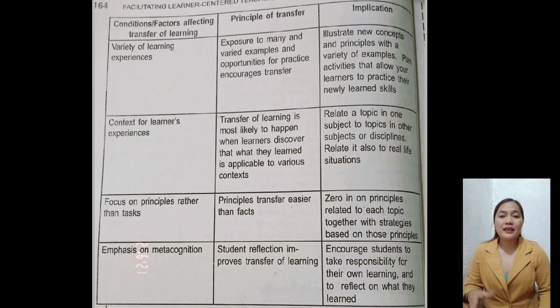So that is it. Next is variety of learning experiences. In principle, this means that seeing many different examples and getting to practice helps you use what you learn in new situations. In implication, use lots of different examples to show new ideas and plan activities so you can practice what you've learned. And next is context for learners' experiences. The principle here means it is easier to use what you learned if you find out how it fits into different situations. The implication means that connect what you are learning to other subjects and to real life situations.